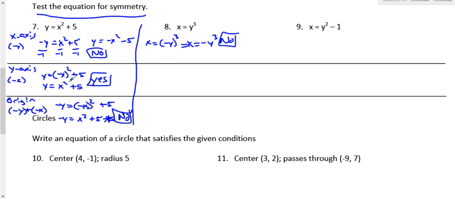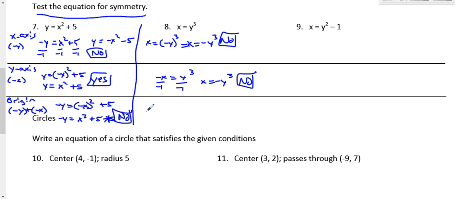Now plugging in negative x. If I plug in negative x, I have negative x equals y cubed. The only way to get rid of that negative x is to divide by negative 1, which would just get me x equals negative y cubed. So no symmetry with respect to the y-axis.